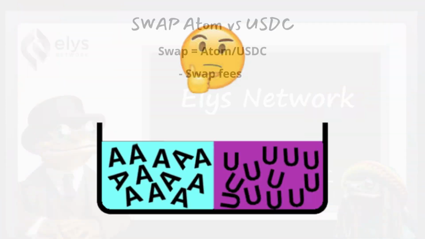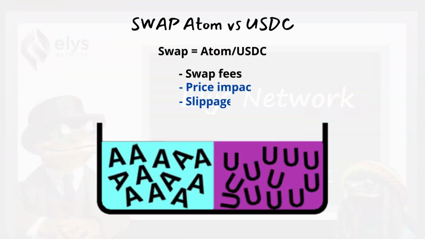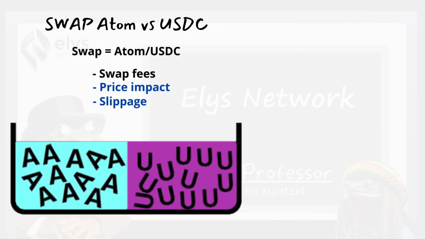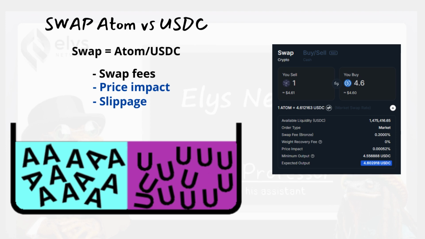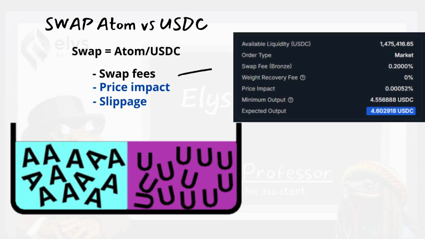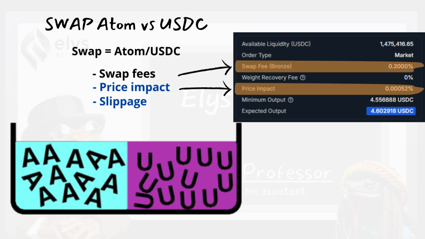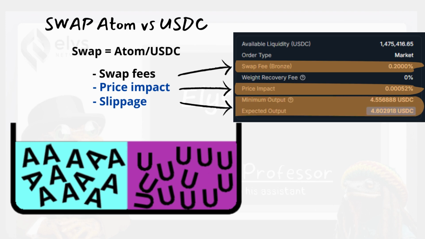Hey! Wait a minute. Go back. Indeed, liquidity pools, or the market, can incur costs that can alter the final result of your operation. Price impact and slippage, which you can see in your transaction details, are factors to consider.